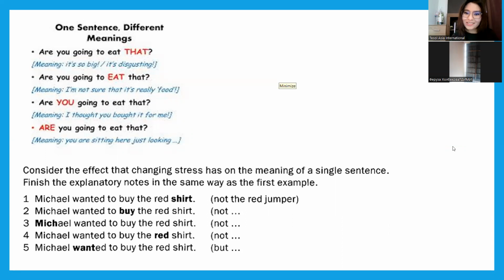Any other ideas? That this action was in the past, like he wanted, and he changed his mind. Exactly. Thank you very much. You're right.